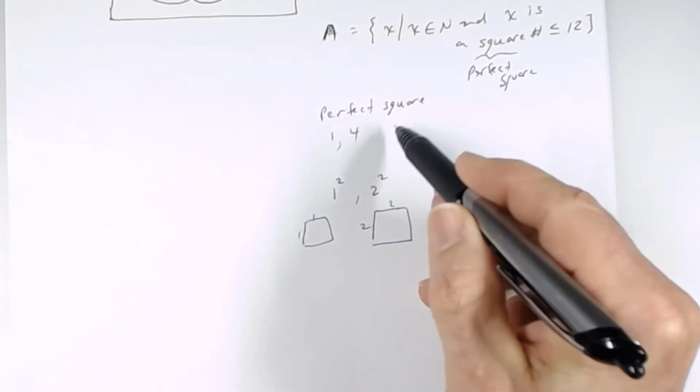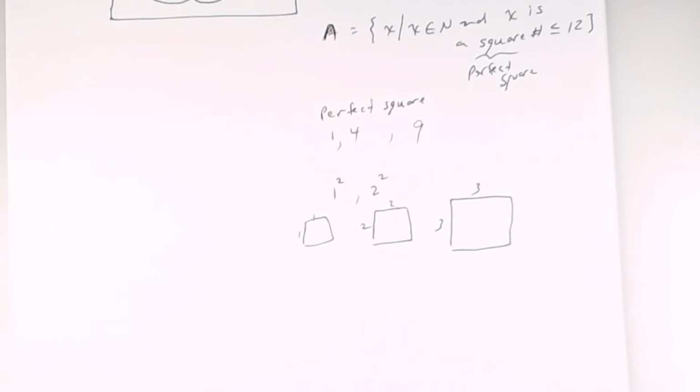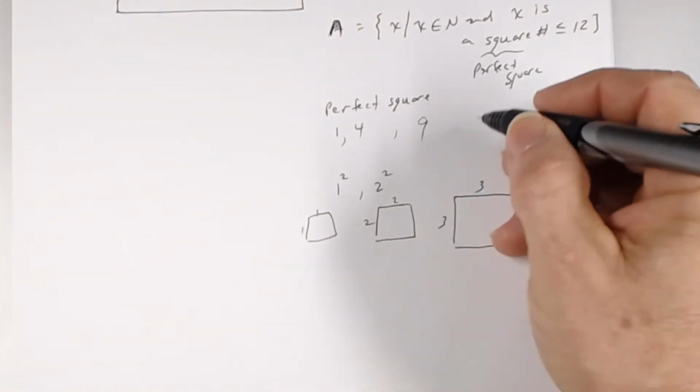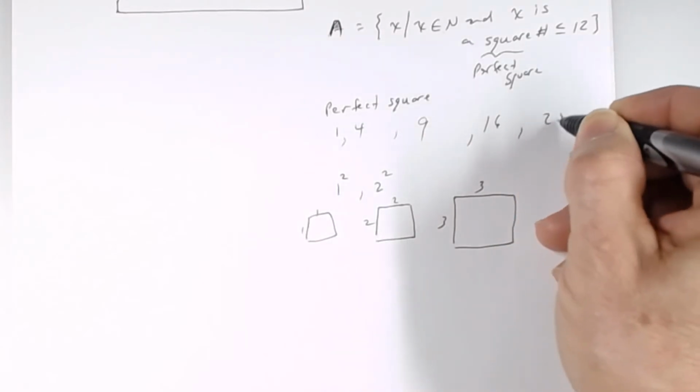What's that? 9. So the next perfect square is 9, because the square root of 9 is what? 3. What's the next perfect square? 16. 4 times 4 is 16. What's the next one? 25. 5 times 5 is 25, and so on.